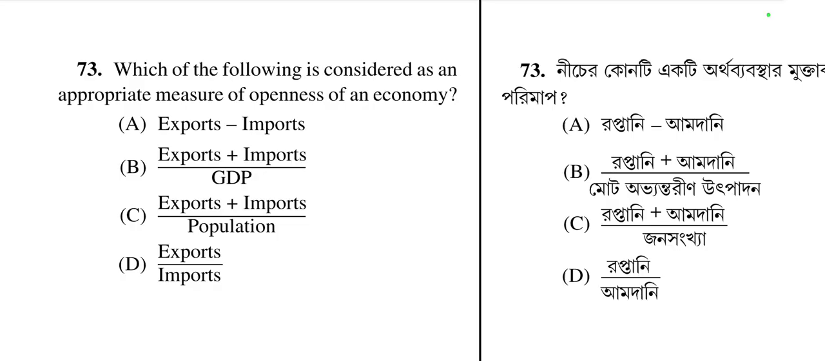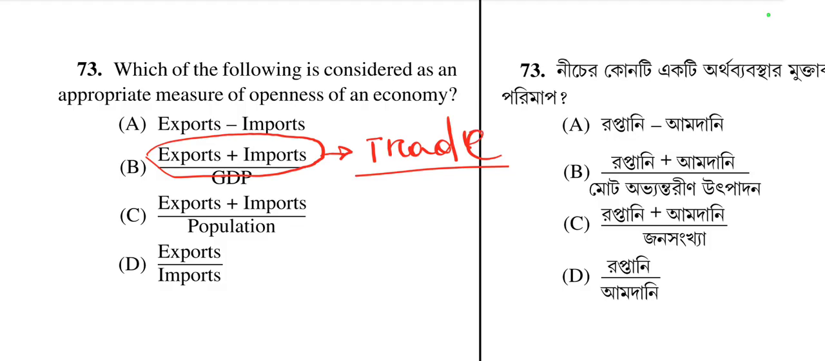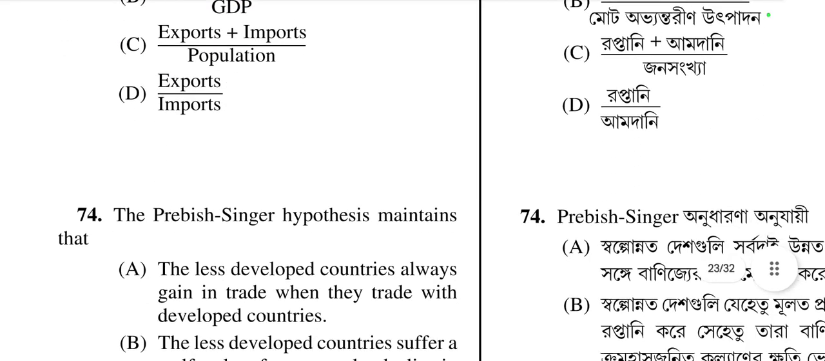Trade means export plus import. So export plus import is called trade. So the openness of an economy is considered by the trade by GDP ratio. So export plus import by GDP ratio. This ratio indicates the relative importance of international trade in an economy by showing the portion of GDP that comes from trade. So option B is the right choice according to question number 73.